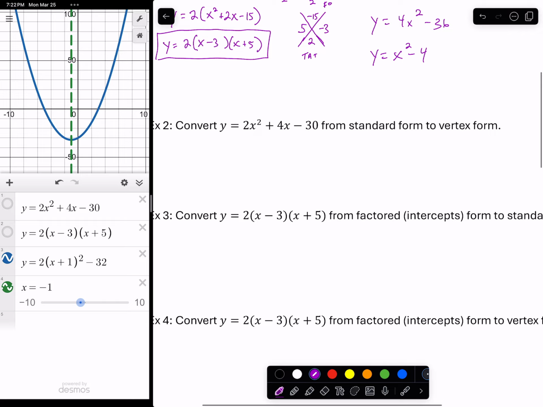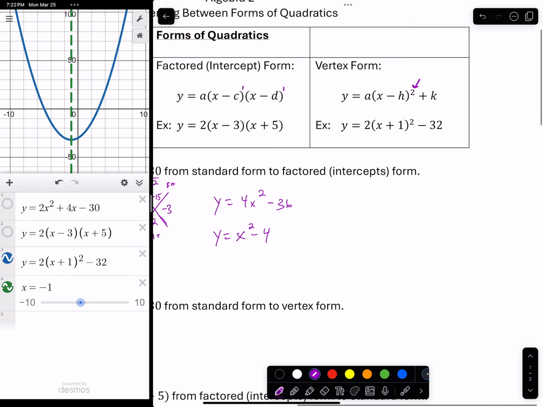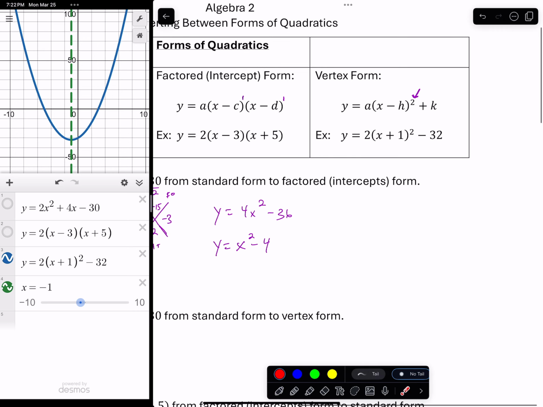All right, let's look at a different thing. If we want to convert from that same standard form, but this time put it into vertex form, well, we have the A. Here's where we can steal it. Remember I said the A shows up.